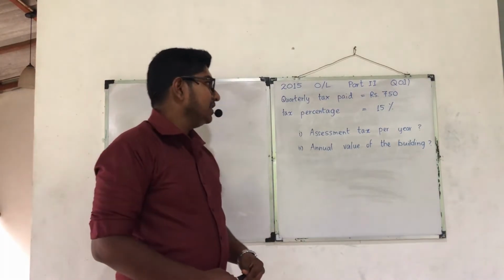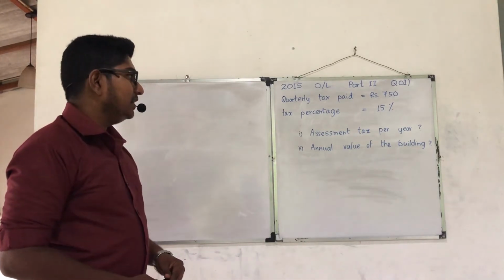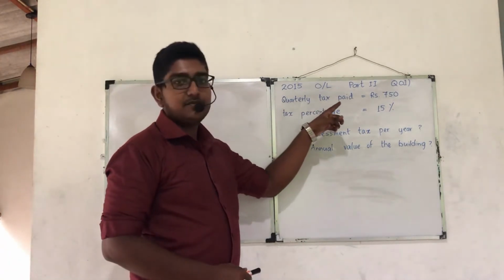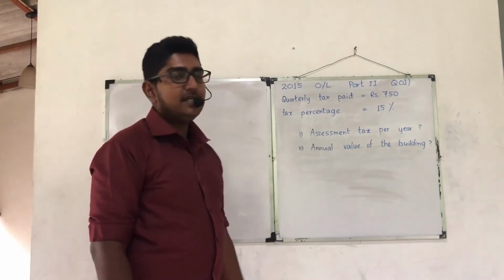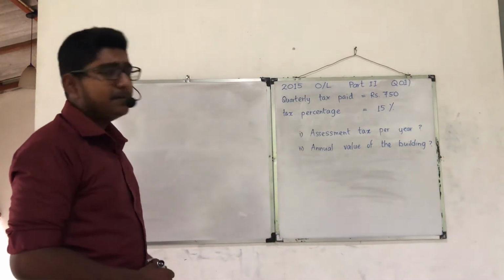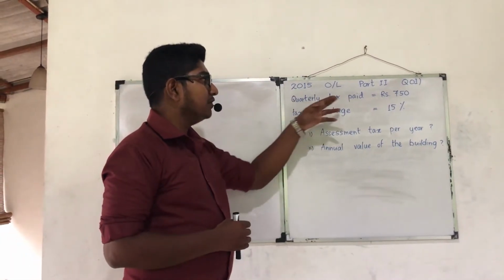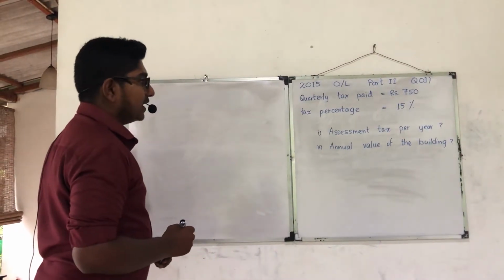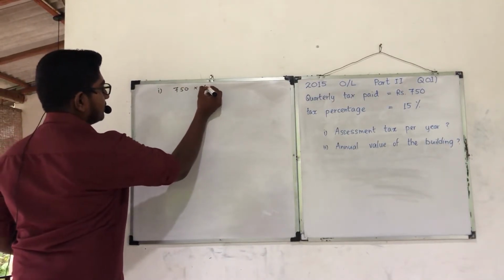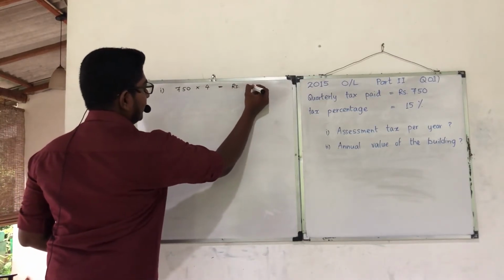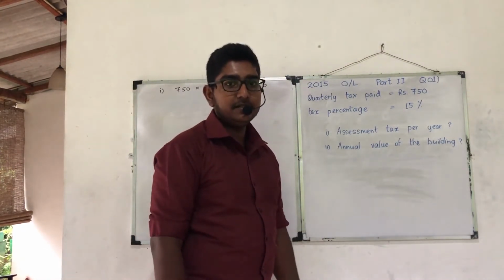Now I am going to discuss the question in the 2015 O-level paper regarding assessment tax. In this question, the quarterly tax value is given as 750 rupees. In the first part, we have to calculate the assessment tax per year. In the previous example, I discussed with you that there are 4 quarters for 1 year. So if the value of 1 quarter is given, to find the assessment tax for a year, we have to multiply that amount by 4. Annual tax is 3,000.